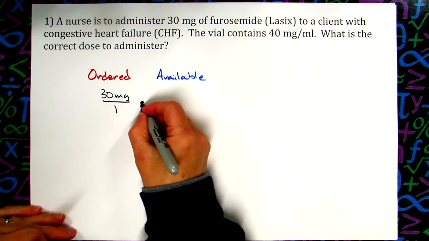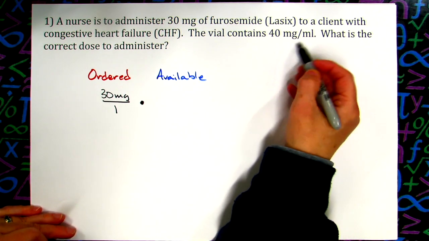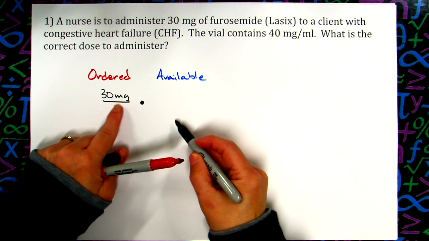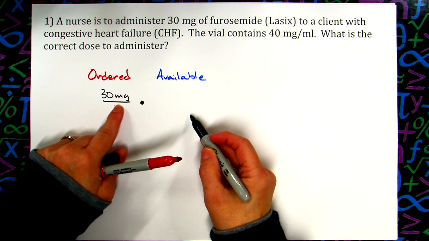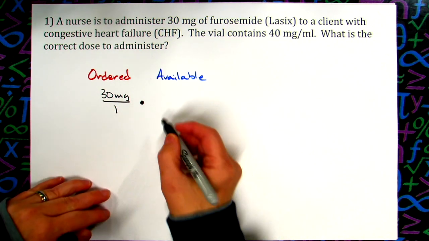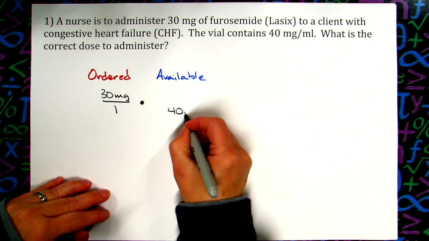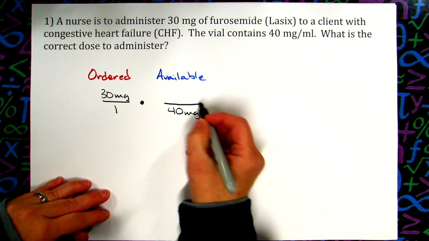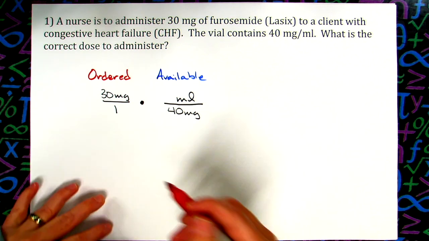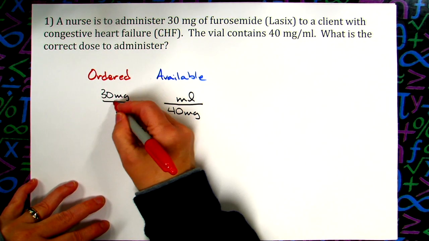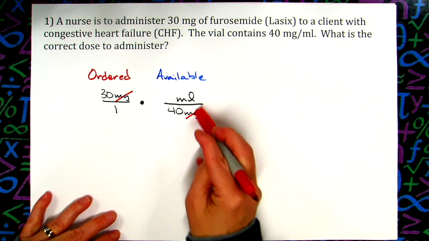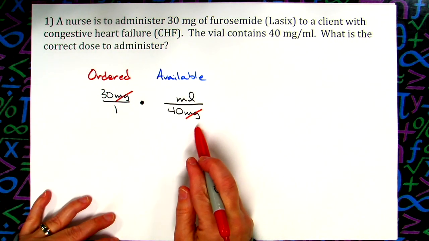So when I do the multiplication, I've got to choose where I'm going to put the milligrams. I want the milligrams in the bottom so that I can use the unit analysis and cross off those labels of milligrams. So I'm going to put 40 milligrams in the bottom. I'm going to put the milliliters in the top. From there, using unit analysis, here's milligrams, I'm going to cross it off. The only label that is left in the problem now is milliliters.